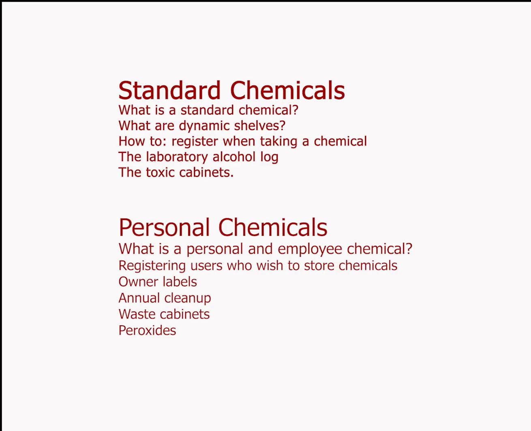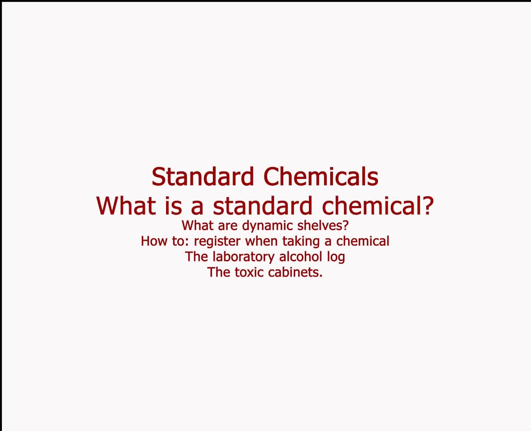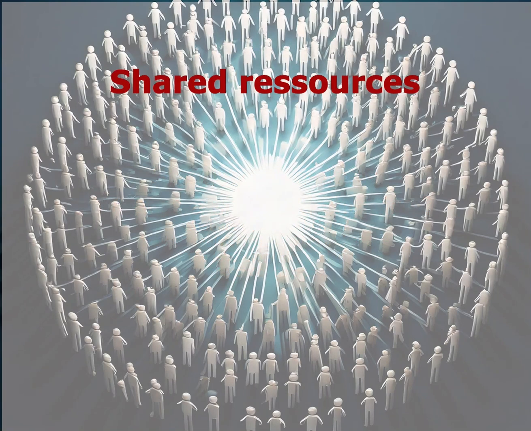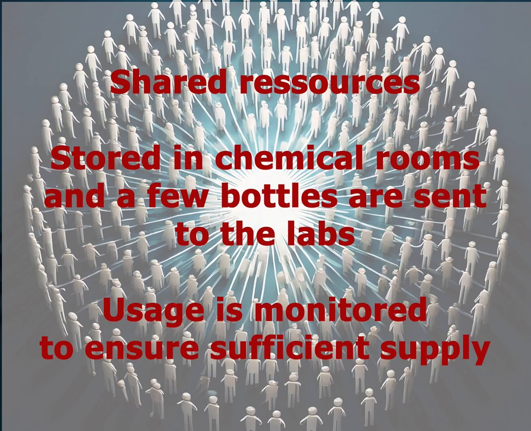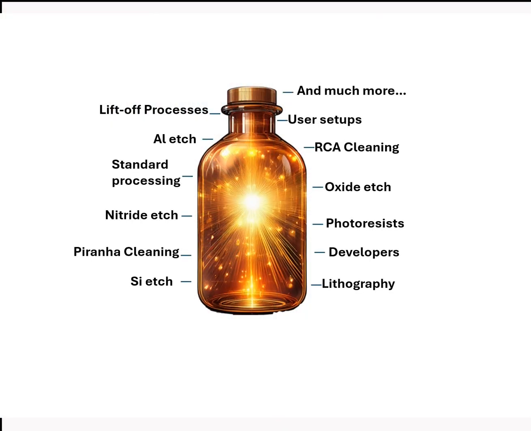Let's get started. What is a standard chemical? Standard chemicals are shared resources available to all authorized users. They are stored in the chemical storage rooms and regularly monitored to ensure sufficient supply. These chemicals are essential for common laboratory procedures, providing convenience and consistency across experiments.